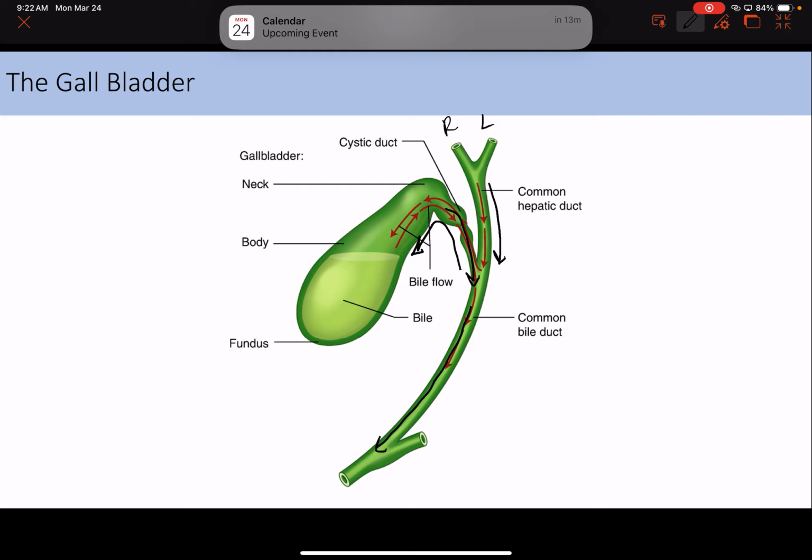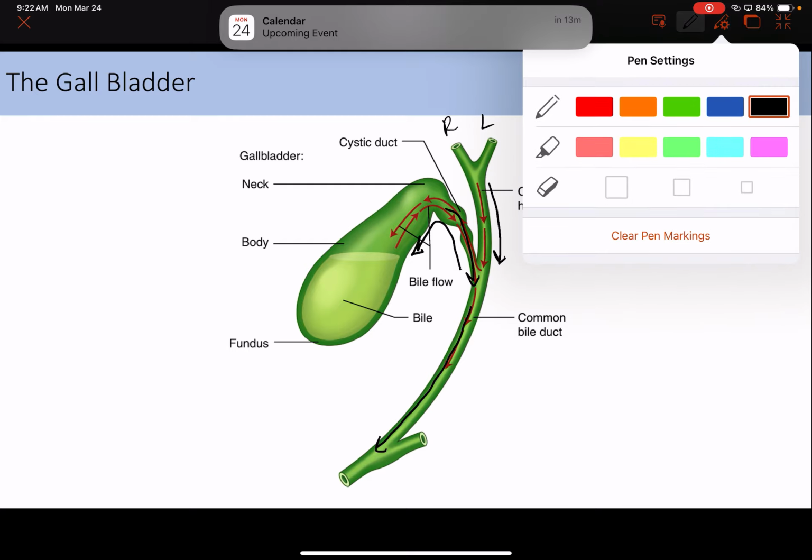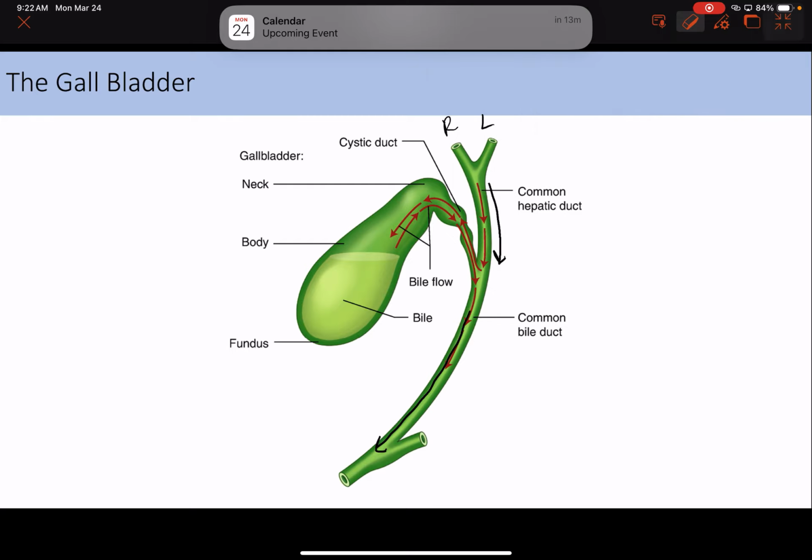Say it again? The arrows going back. Okay. So the right and left over here are coming from the right and left lobes of the liver. They're making the bile. But if we don't need the bile at that time, it's going to go down the common hepatic duct and then reroute through the cystic duct and get stored in the gallbladder. Then when it's time to use that bile, it goes from the gallbladder through the cystic duct and then down the bile duct.